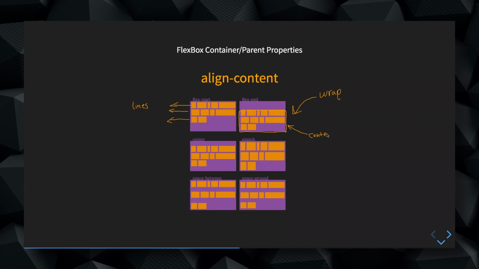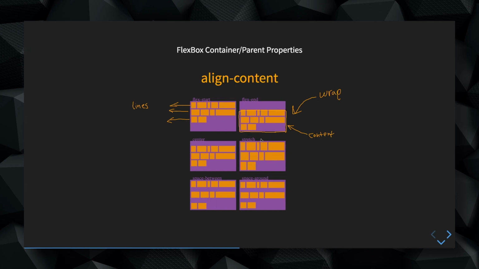Okay, so there are two ways to think of the lines, and they also behave differently. Every single line has its own, let's say, properties and its own behavior, but all of them together as a group, and we name this the content, can act and be aligned together as a big box.